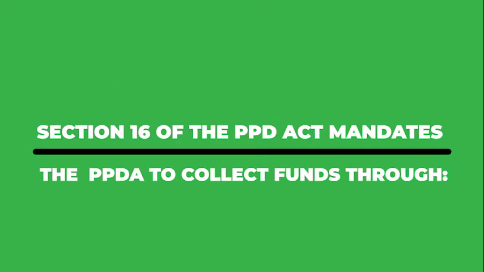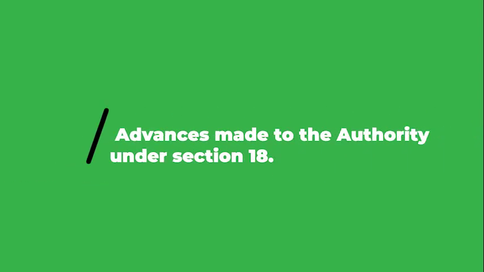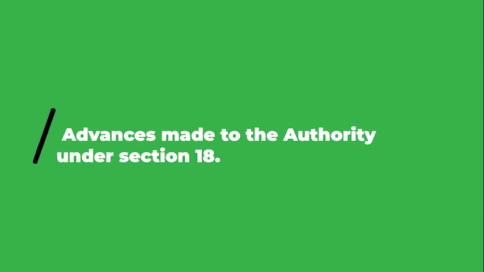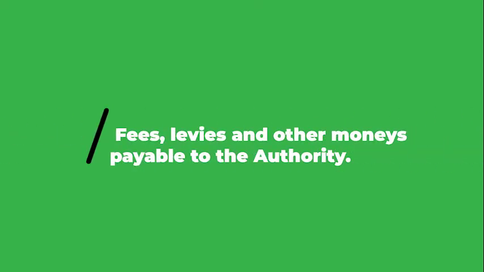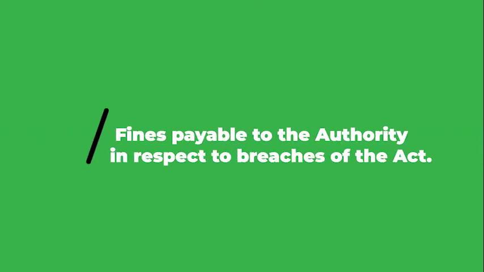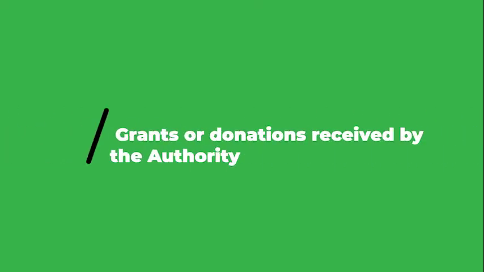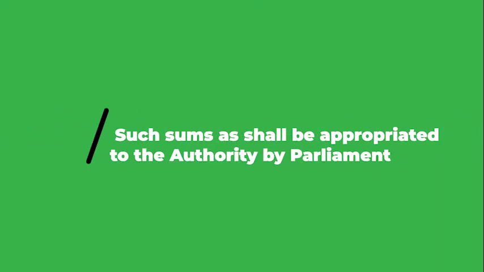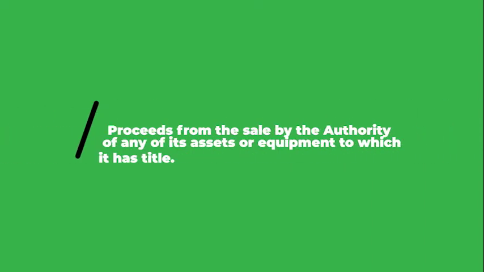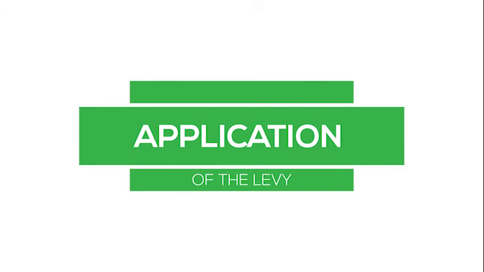There are several sources of funding for the PPDA. Section 16 of the PPD Act mandates the PPDA to collect funds through: 1. Advances made to the authority under Section 18. 2. Fees, levies, and other monies payable to the authority. 3. Fines payable to the authority in respect to breaches of the Act. 4. Grants or donations received by the authority. 5. Such sums as shall be appropriated to the authority by Parliament. And finally, proceeds from the sale by the authority of any of its assets or equipment to which it has title.